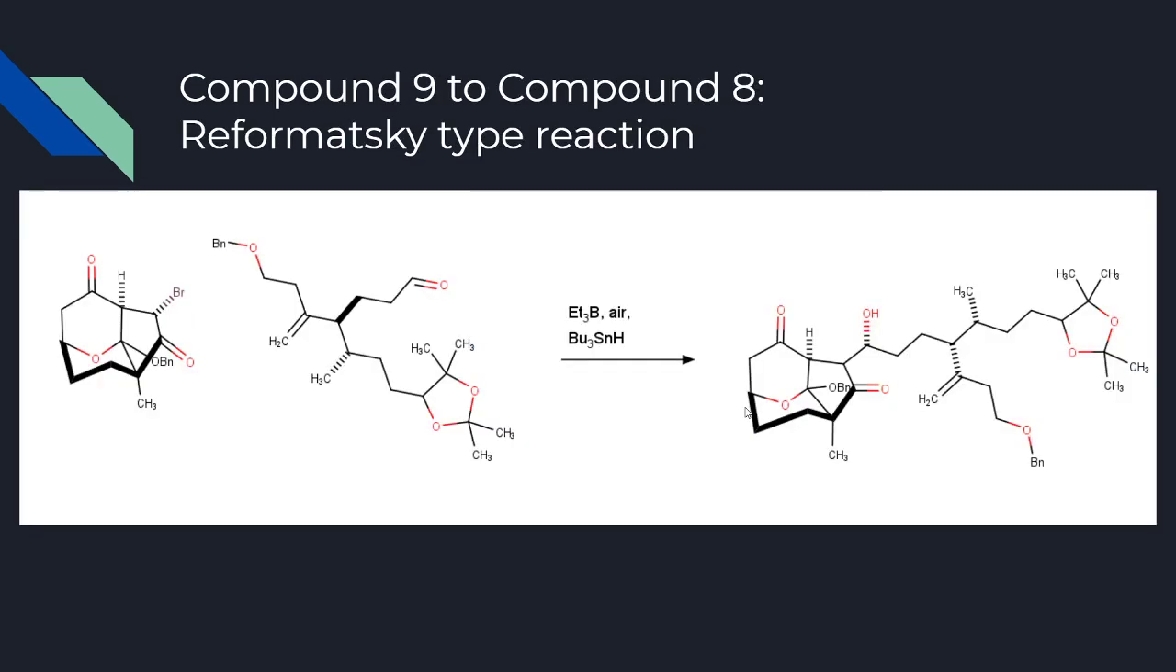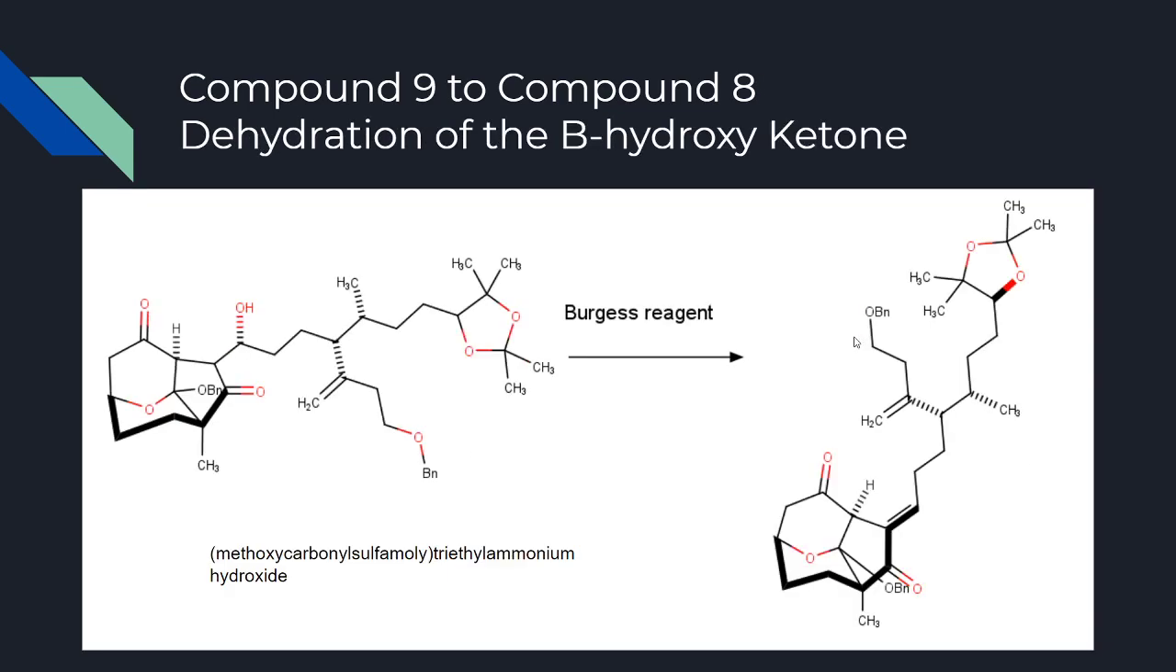So under these conditions, the Utimoto conditions, which is just these reagents here, we afford an anti-aldol product. And this undergoes a Reformatsky-type reaction, and we have seen these reactions, just with the reagents a little bit different. But we installed an OH in this position here.